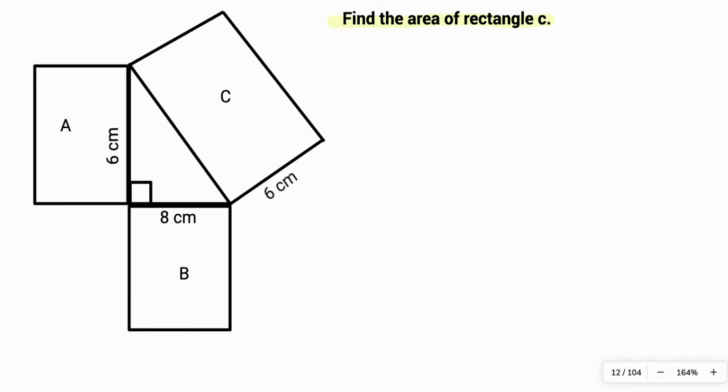Let's find the area of rectangle C. We have our width already, we just need to find the length, and we can say area equals length times width for our rectangle. But to find this length, we need to solve the Pythagorean theorem to help us find the length. We already have our A and B, so we just need to find the c again. So the formula is a squared plus b squared equals c squared.